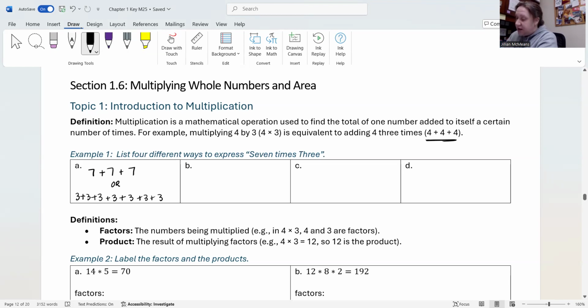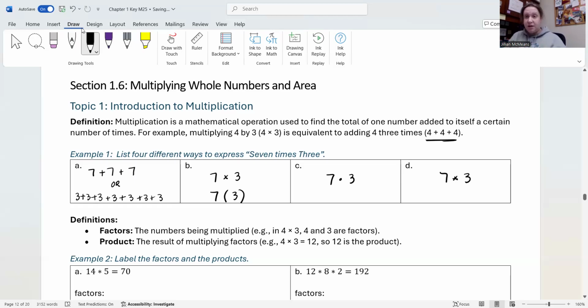So we could represent 7 times 3 as 7 with a little x and then a 3. You could do 7 and a dot and a 3. You could also do 7 with a little star and a 3. Now, there's also another way that you could write this. You could use parentheses. So instead of doing 7 with an X and a 3, or 7 with a dot and a 3, or 7 with a star and a 3, you could also write this as 7 with a set of parentheses around the 3.